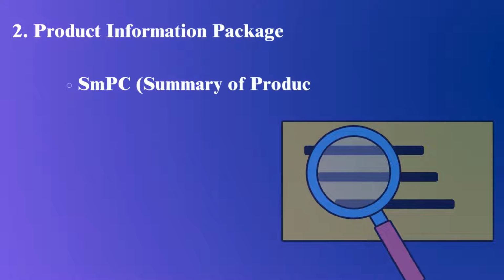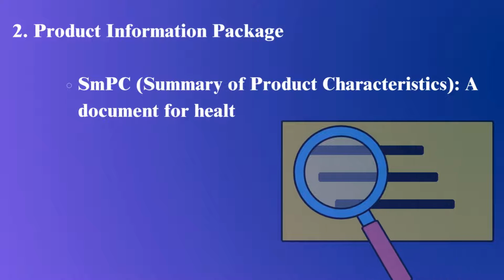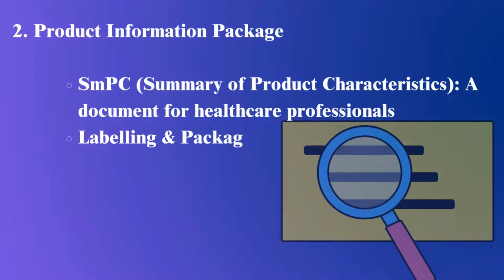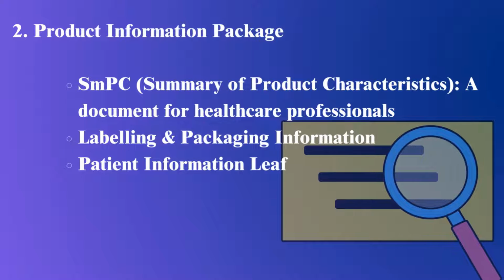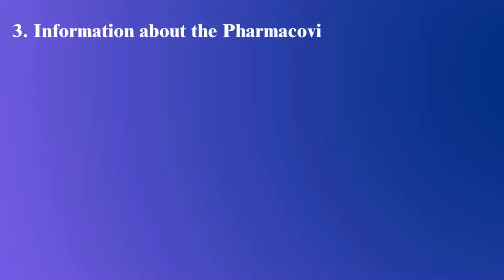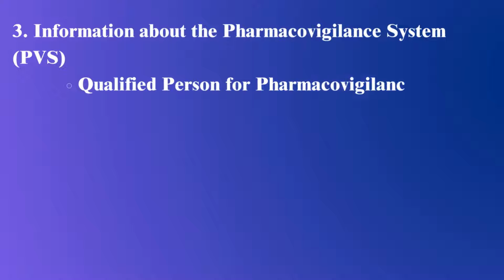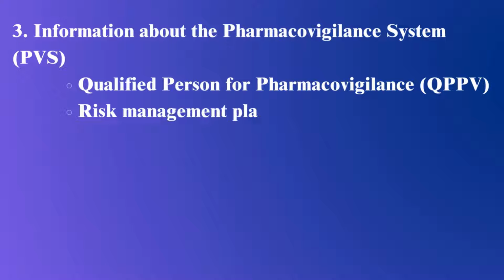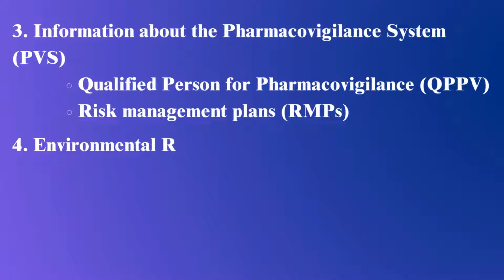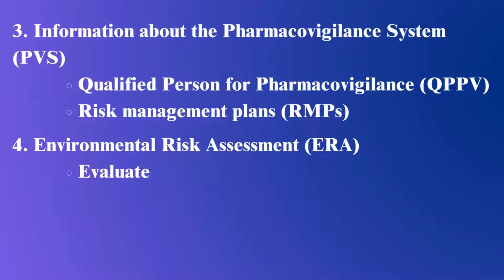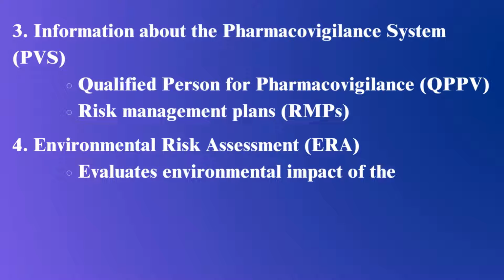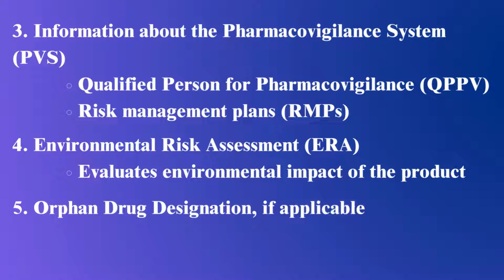dosage. 2. Product information package, SMPC, summary of product characteristics, a document for healthcare professionals, labeling, packaging information, patient information leaflet, PL. 3. Information about the pharmacovigilance system, PVS, qualified person for pharmacovigilance, QPPV, risk management plans, RMPs. 4. Environmental risk assessment, ERA, evaluates environmental impact of the product. 5. Orphan drug designation, if applicable.